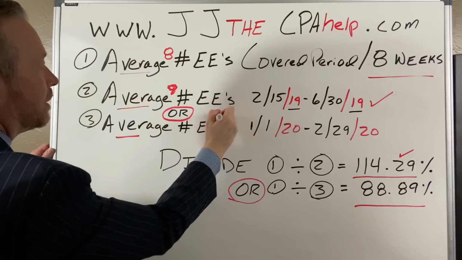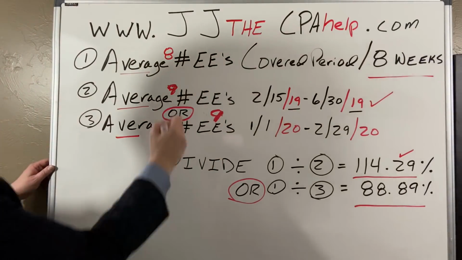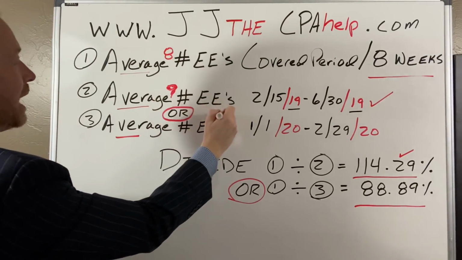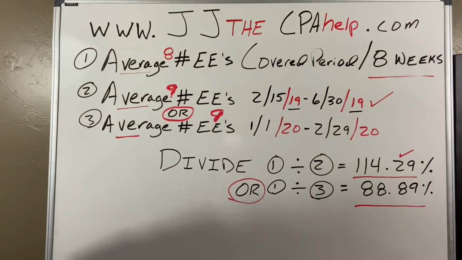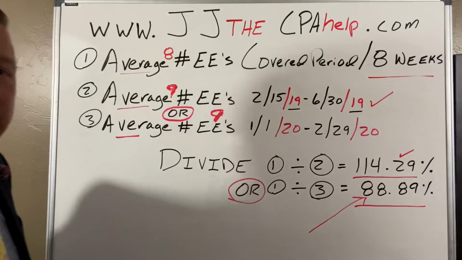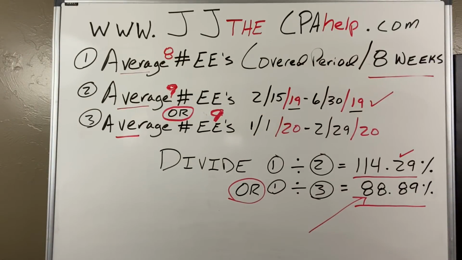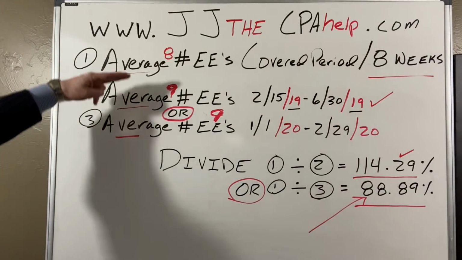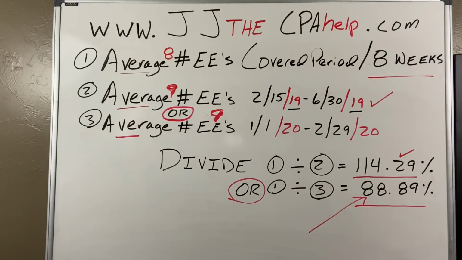Okay. So you get it, it's a 9. Well, if both of them were a 9, you'd be dealing with 88.89% if both of these were a 9.